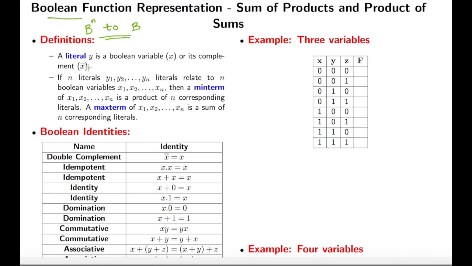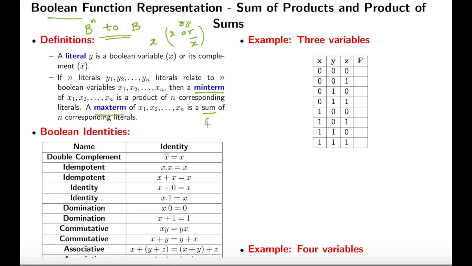A literal y is a Boolean variable or its complement. So if we have a Boolean variable x, its corresponding literal can be x or x complement. So this is my literal here. Another definition is the min term. So what is a min term? A min term of n Boolean variables is the product of their n corresponding literals, and a max term of n Boolean variables is a sum of n corresponding literals.